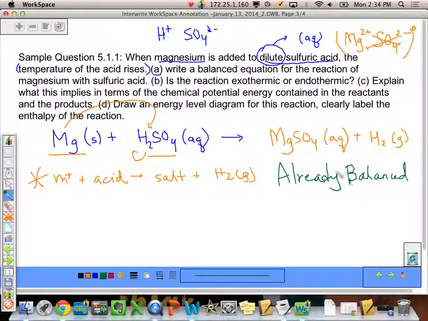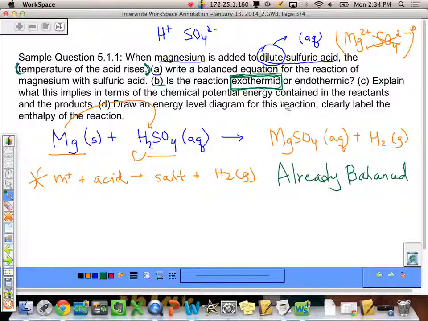And then the second part, part B, asks us if the reaction is endothermic or exothermic. So we look back at this part here that I kind of put in parentheses. It says the temperature of the acid rises. So as I'm putting the reaction together, it is releasing heat. When it releases heat, it is exothermic. An exothermic reaction would feel hot to the touch, and it's releasing energy into the surroundings.